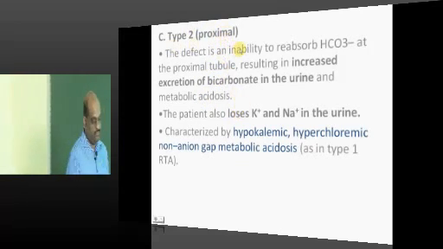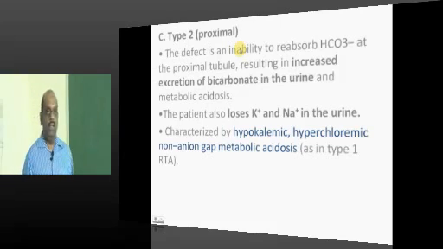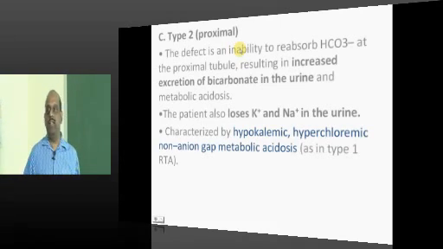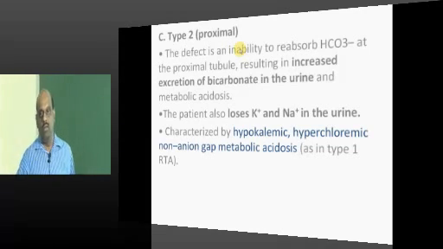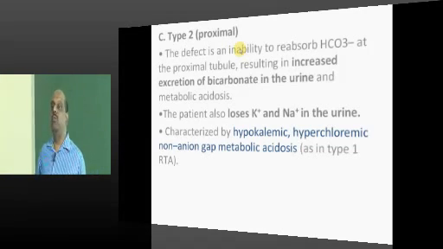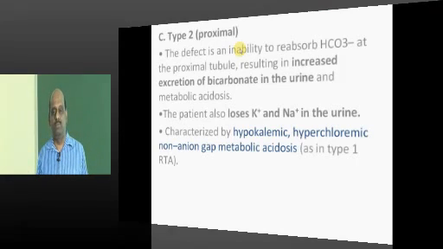Now, type 2 is proximal. Do you think proximal is going to land us in more problems, or distal is going to land us in more problems? In which scenario will we have more problems? Proximal is very important for bicarbonate and all electrolytes. It is like the mother in the home. If the father is not there, also no issue.